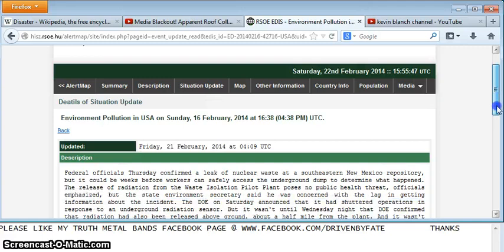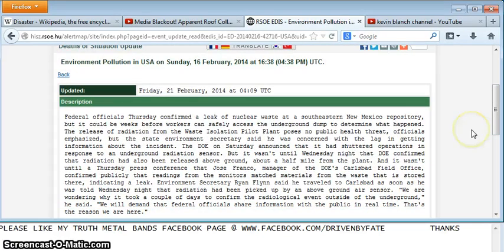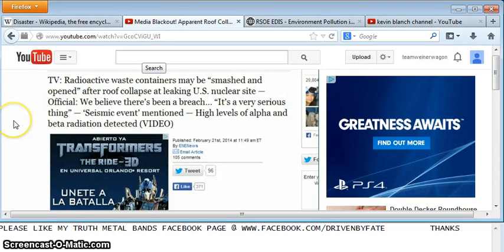Now, why this is important is because between the quote-unquote official account of what's going on and the alternative media account, we should be able to get a really good idea of what's really going on down there. And what's even better is that right here we have the alternative media, Dabu, saying radioactive waste containers may be smashed and opened after roof collapse at leaking U.S. nuclear site. Official, we believe there's been a breach. It's a very serious thing. Seismic event mentioned. High levels of alpha and beta radiation detected.